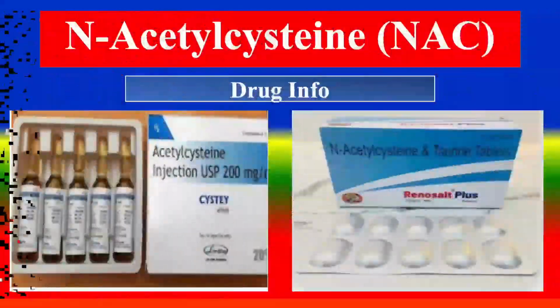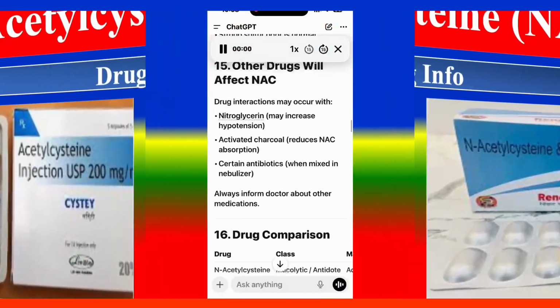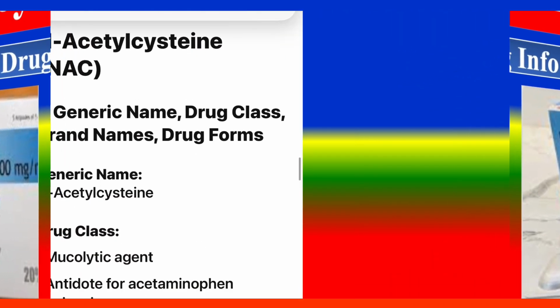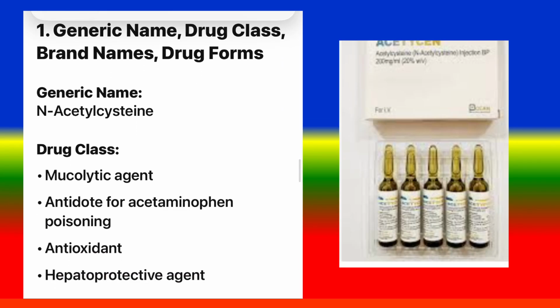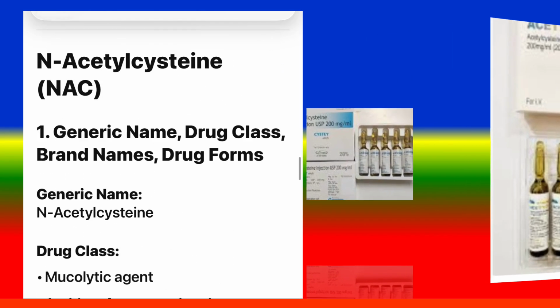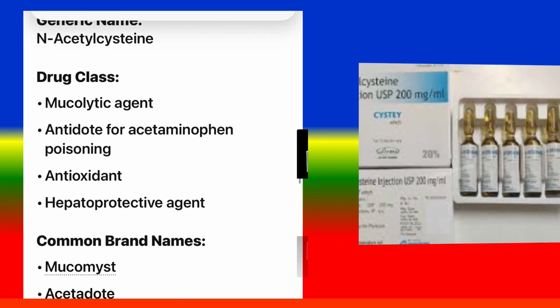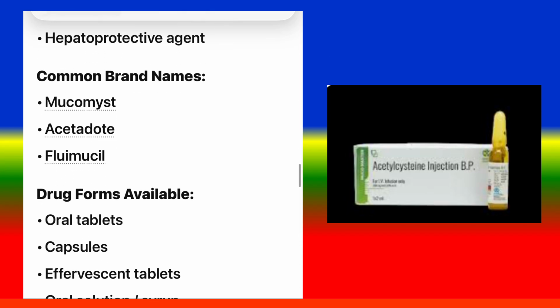Here is a more detailed and elaborated drug profile of N-Acetylcysteine, suitable for pharmacology assignments, nursing drug study, or clinical notes. N-Acetylcysteine, NAC. 1. Generic name, drug class, brand names, drug forms. Generic name, N-Acetylcysteine. Drug class, mucolytic agent, antidote for acetaminophen poisoning, antioxidant, hepatoprotective agent. Common brand names, Mucomyst, Acetadote, Fluimucil.